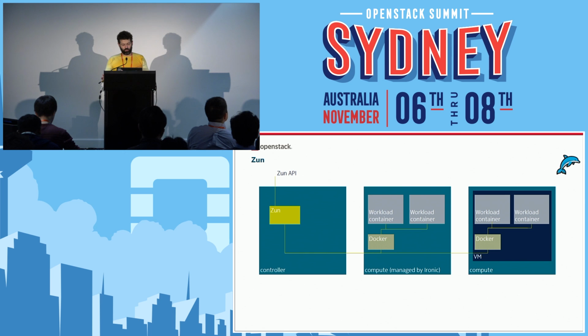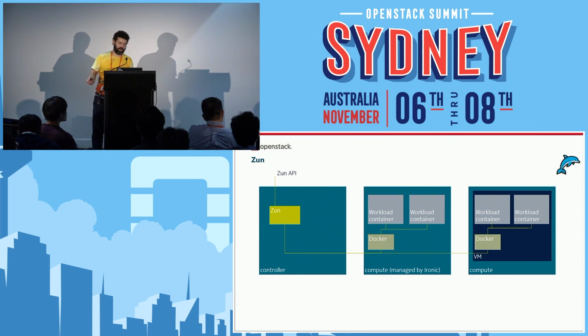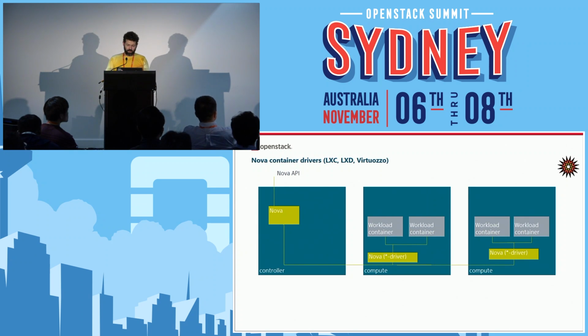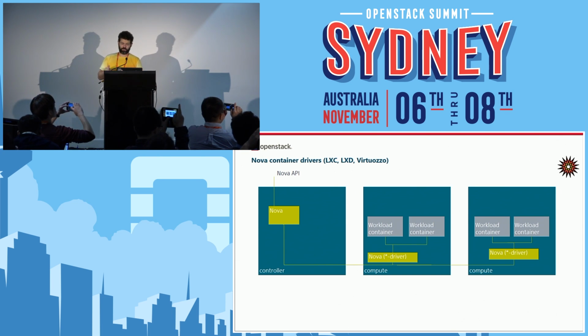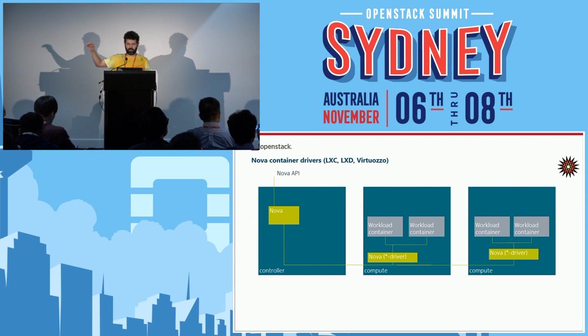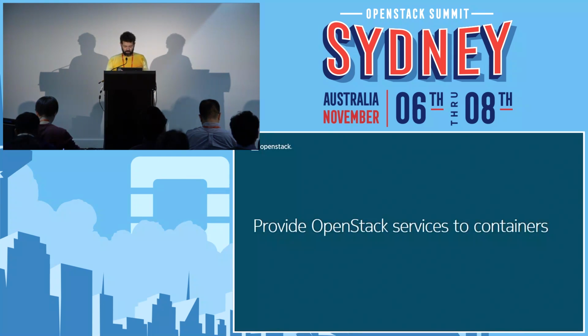And Zun also has the possibility to start these containers on bare metal compute nodes managed by Ironic, or virtual machines which are started by Nova. Of course, Nova also has container drivers, so it has drivers for LXC, LXD, and Virtuozzo. These are all different containerization technologies, and here with the Nova API call, you can start these containers in OpenStack. But there was a Docker driver for Nova, but that's deprecated because nobody maintains it.